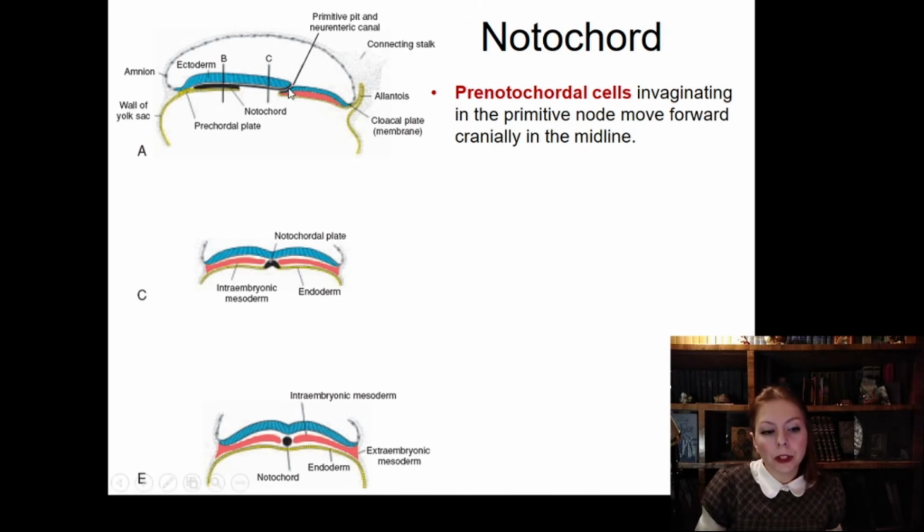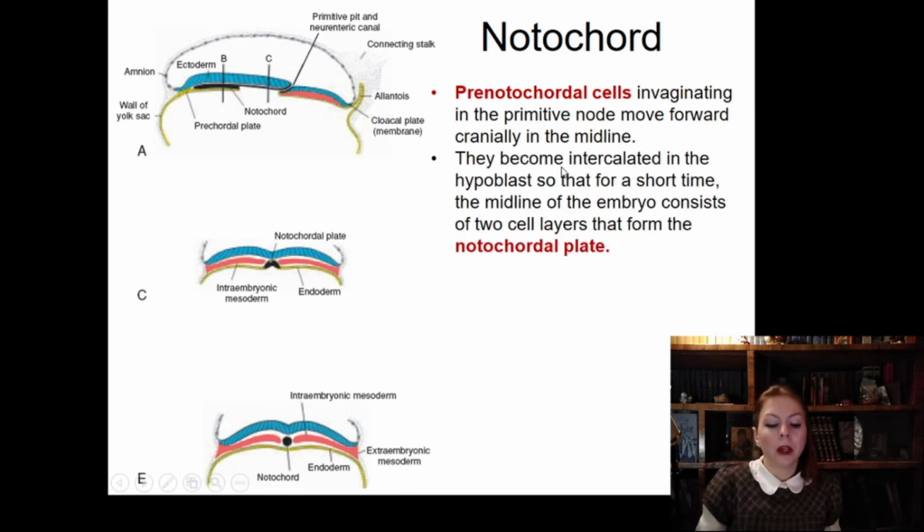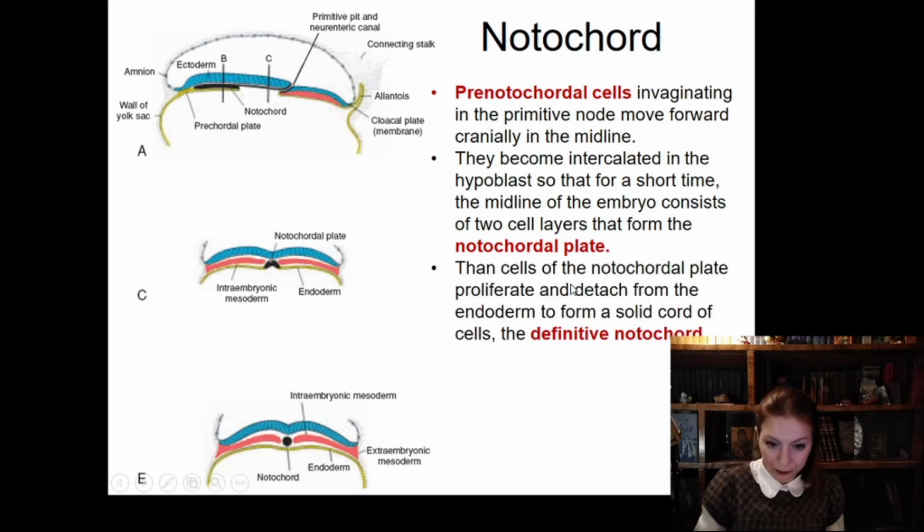So the first population of cells are called pre-notochordal cells. They invade the primitive node and move forward cranially. Then, as it is written, they become intercalated in the hypoblast, and in this way they form the notochordal plate. Later on, they go into excisum and form a distinct solid structure called the notochord. Okay, they proliferate, detach, and form the definitive notochord.